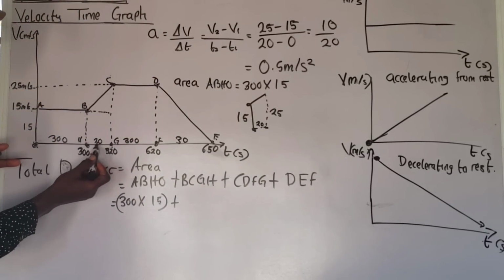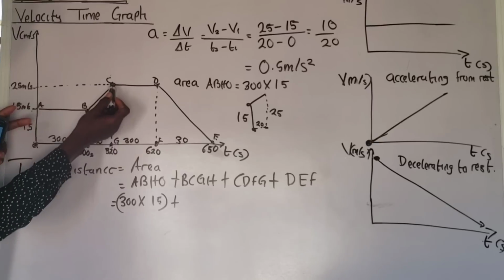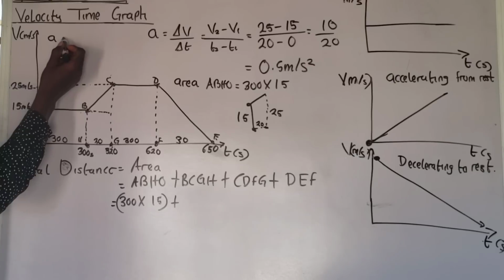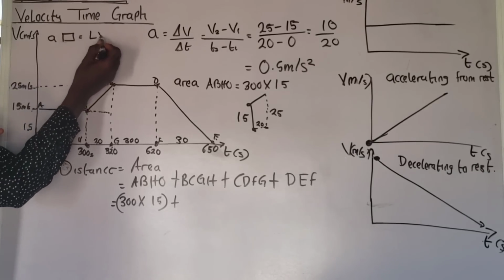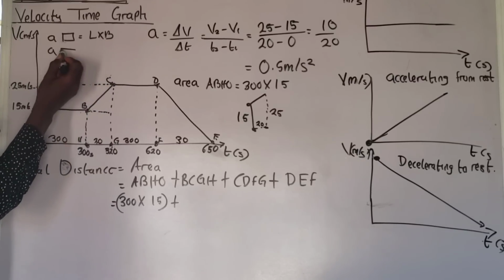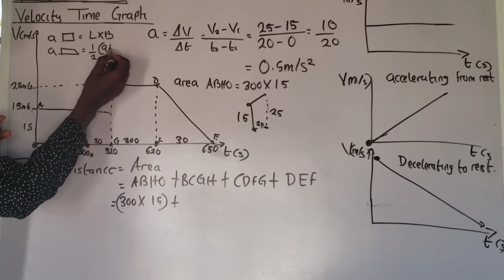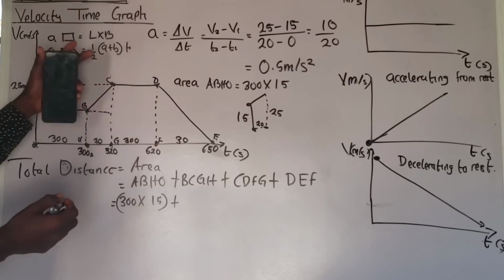From this point to this point is 20. From this point to this point is the same height as this, that's 15. And from this point to this point is 25. So that is a trapezium. So area of a trapezium is half the addition of the parallel sides multiplied by the height. The area of a rectangle is length times breadth. The area of a trapezium is half into bracket A plus B multiplied by height, where A and B are the parallel sides.